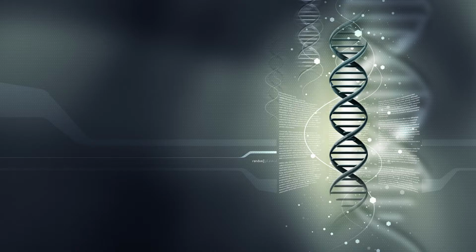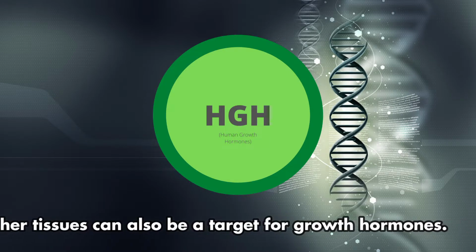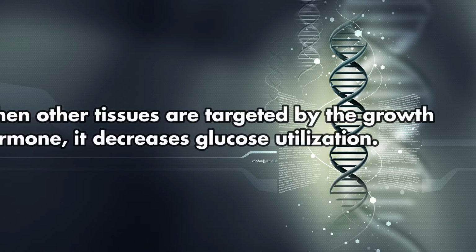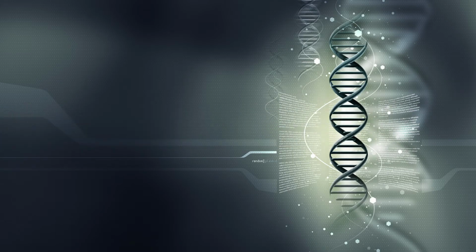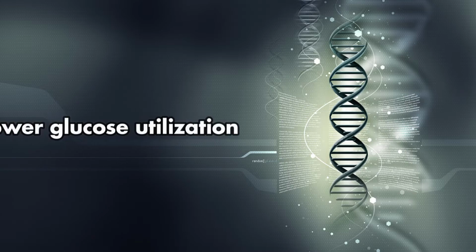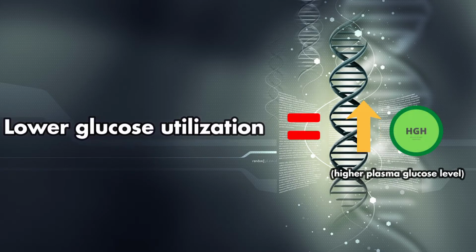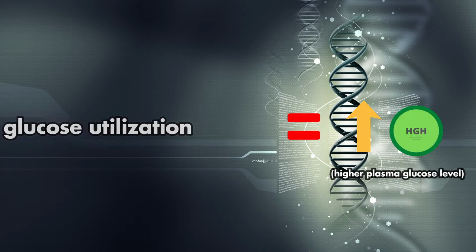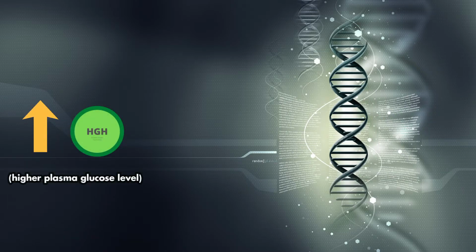Many other types of tissues can also be targeted by the growth hormone. When these tissues are targeted by the growth hormone or the GH, it decreases glucose utilization. If glucose utilization by the cells is decreased, this means that the cells are not going to be using up that glucose. This will result in the glucose level in the circulation to remain elevated. Given this increased plasma glucose and increased fatty acid levels in the plasma, it could give the body the energy that is required for growth.